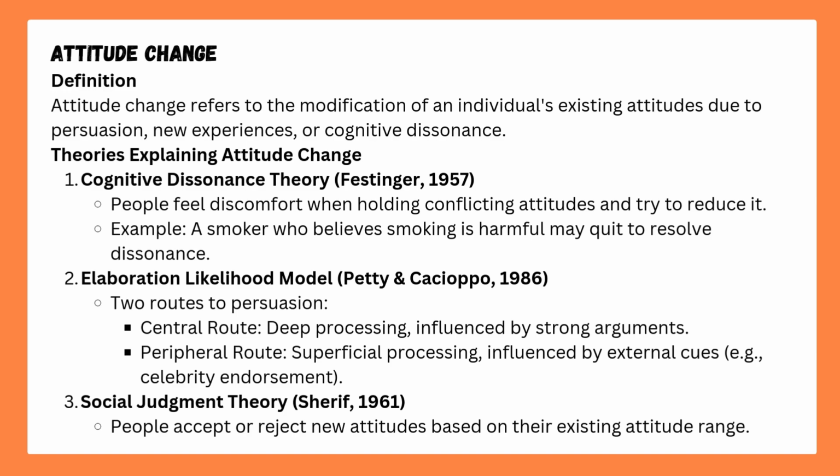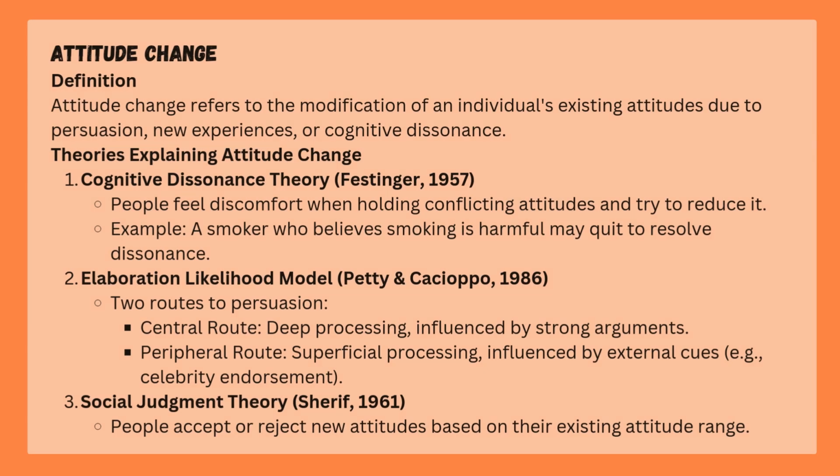Elaboration likelihood model, Petty and Cacioppo, 1986. Two routes to persuasion. Central route: deep processing, influenced by strong arguments. Peripheral route: superficial processing, influenced by external cues, e.g., celebrity endorsement. Social judgment theory, Sherif, 1961. People accept or reject new attitudes based on their existing attitude range.